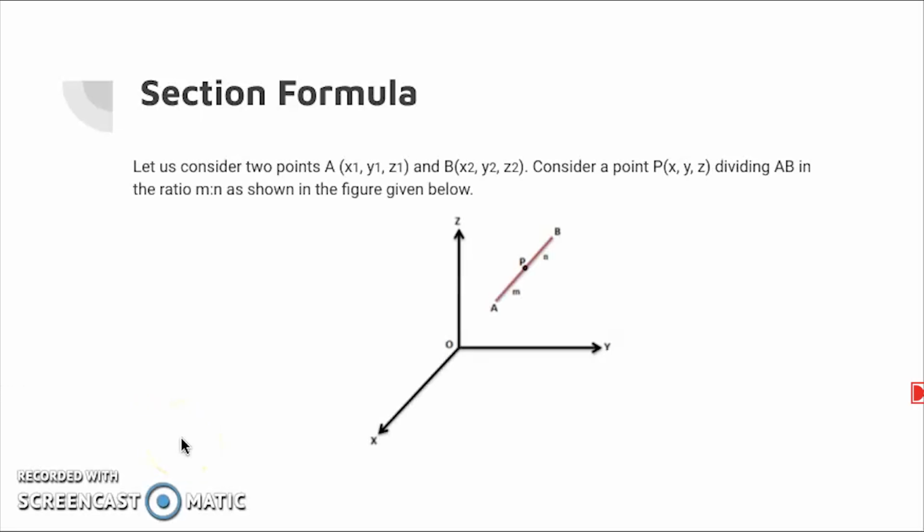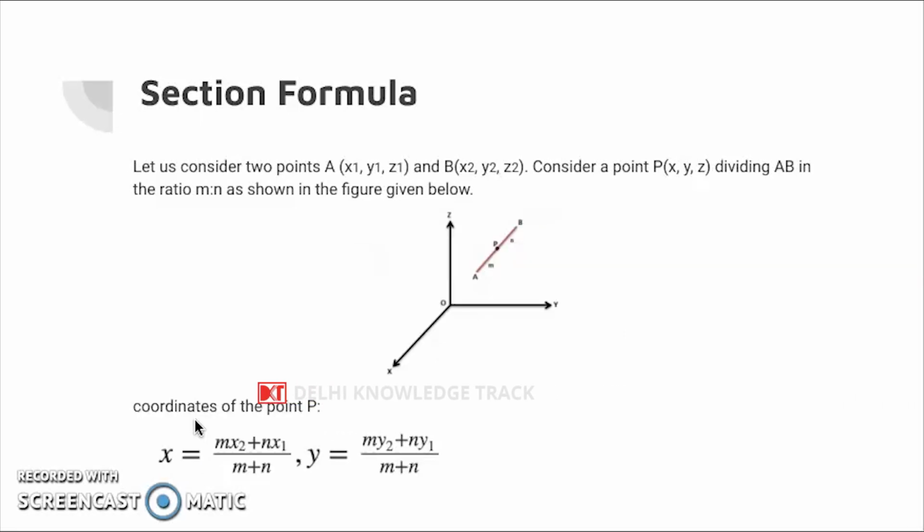Next is section formula. This gives us the information of two sections of a line segment which was divided by a point internally or externally. Let us consider two points A and B with coordinates x1, y1, z1 and x2, y2, z2 respectively. Consider point P dividing AB in the ratio m:n as shown in the figure given below. From the equation of line, we can say that the coordinate x will be equal to (mx2 plus nx1) divided by (m plus n), and y equals (my2 plus ny1) divided by (m plus n).